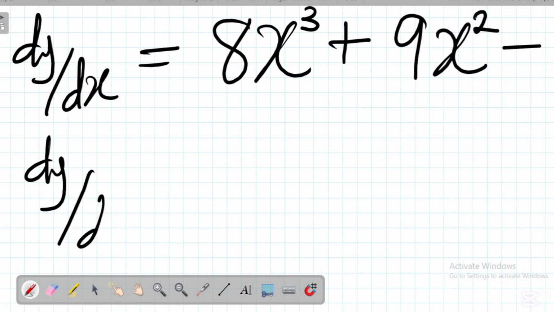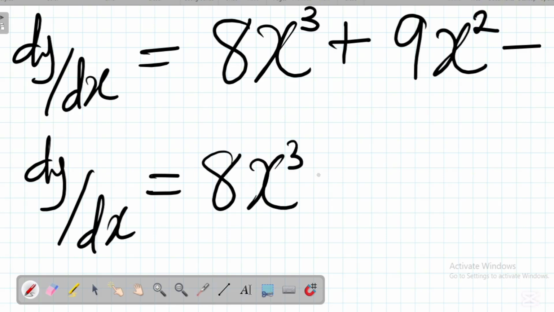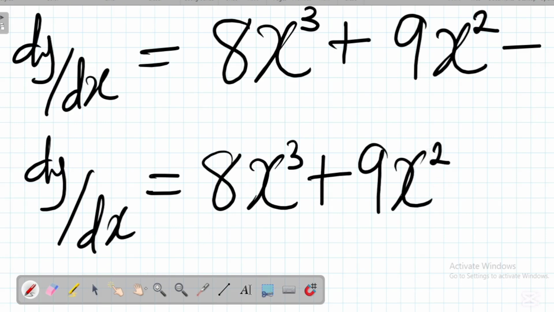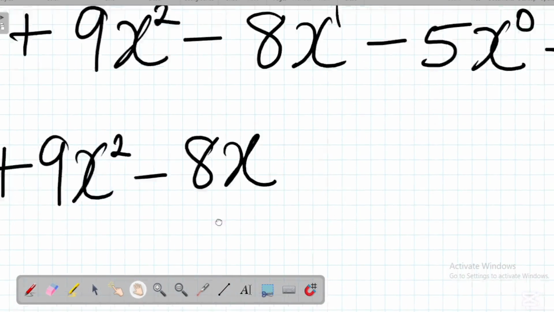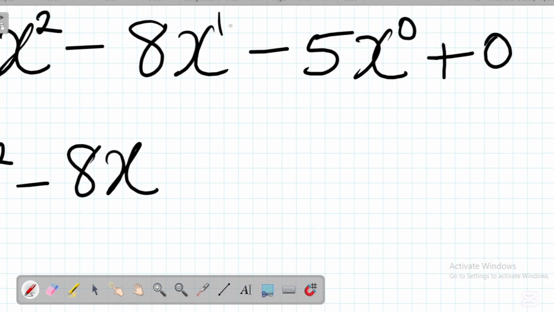So dy all over dx equals 8x raised to power 3 plus 9x raised to power 2 minus 8x. 8x raised to power 1 is the same thing as 8x, and then minus 5, because x is raised to power 0, and according to the zeroth law of indices, anything raised to power 0 is 1.